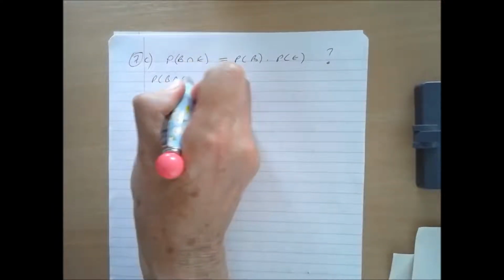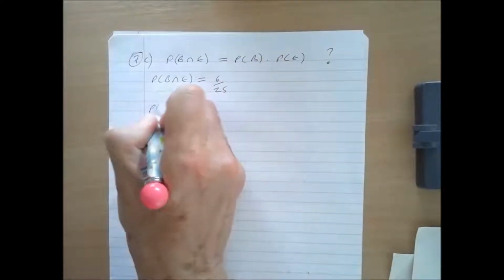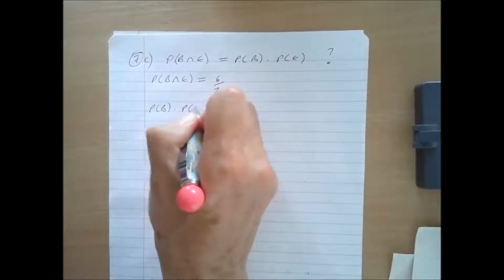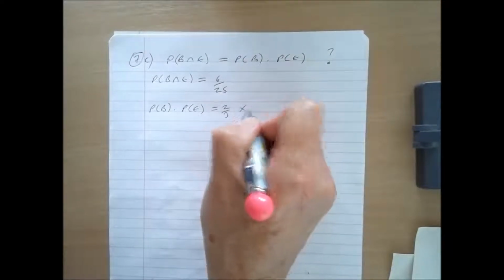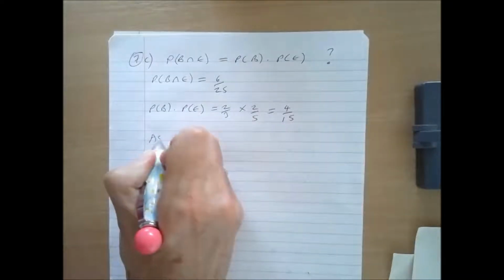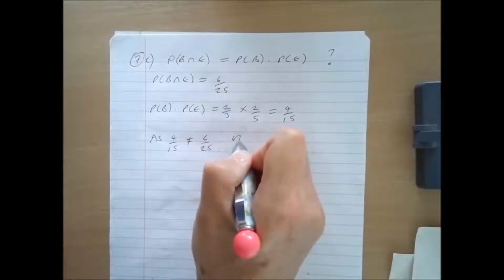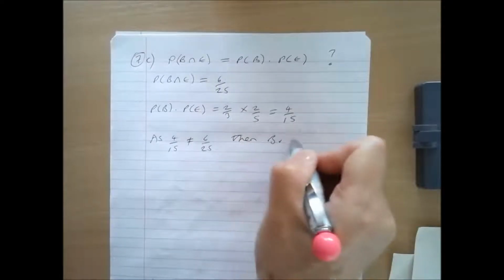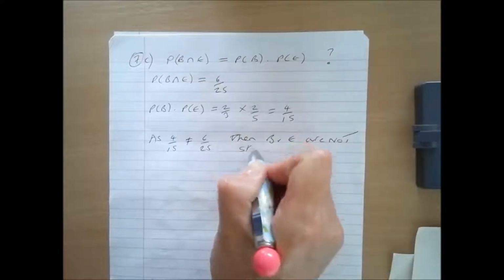The intersection of B and E we already worked out to be 6/25. Probability of B times the probability of E is 2/3 times 2/5, which is 4/15. As 4/15 does not equal 6/25, then B and E are not statistically independent.